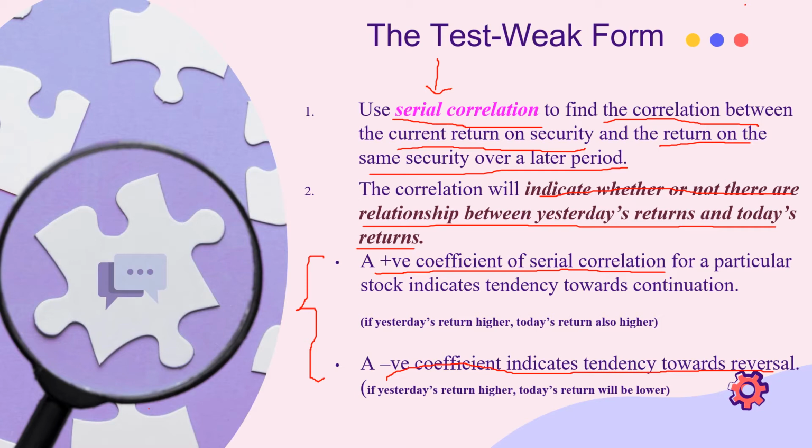Tapi kalau negative coefficient, so ia menunjukkan macam kemarin naik, hari ni turun, esok naik. Ataupun dia boleh jadi kemarin harga share turun, hari ni naik and then esok turun. So dia boleh jadi macam tu. So itu adalah positive atau negative coefficients serial correlation.